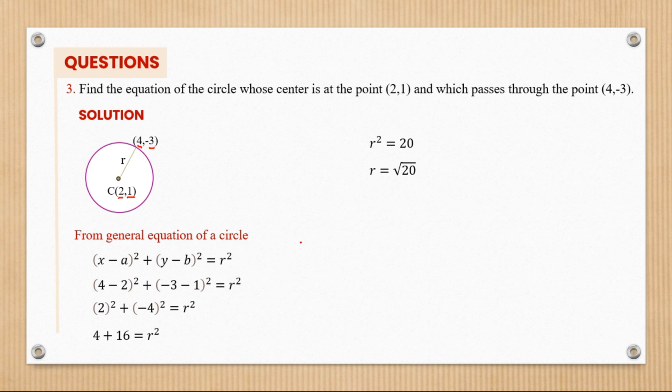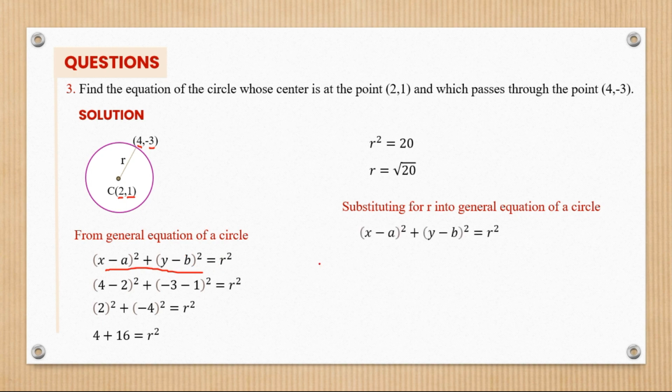So now that I know the value of the radius, I can substitute for r into the general equation of a circle again, and now solve and find the equation of the circle. So we're going to be using this general equation again, but this time we'll leave x and y as they are, and substitute in the value of the center and the value of the radius to find the equation of the circle.